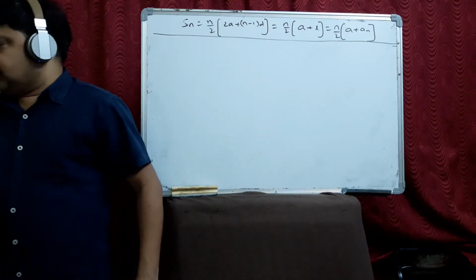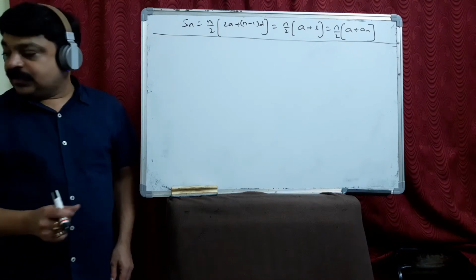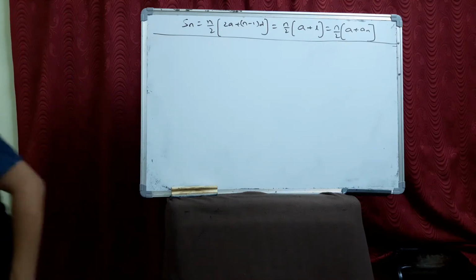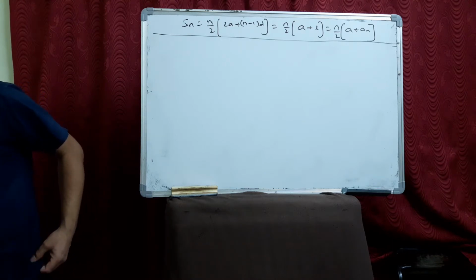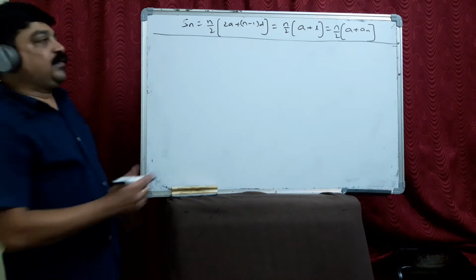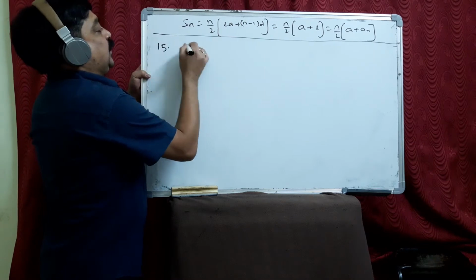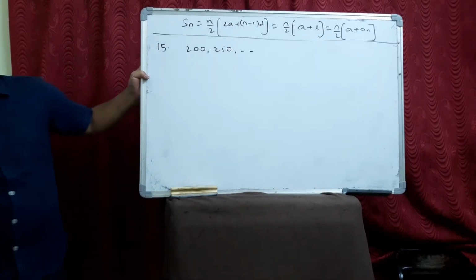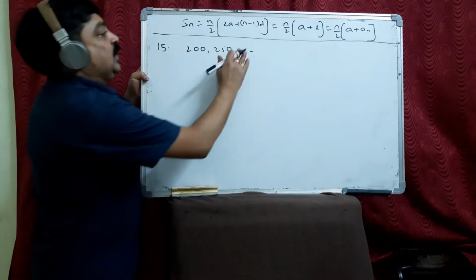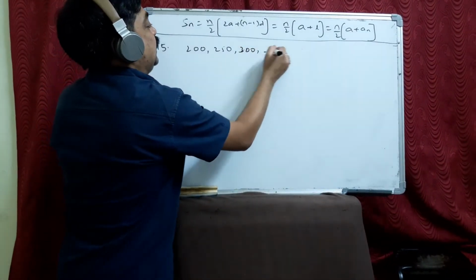Alright guys, see the 15th question of exercise 5.3. A contractor on a construction job specifies a penalty for delay in completion as follows: 200 for the first day, 250 for the second day, and so on. He is increasing it. 300 for the third day, like that.